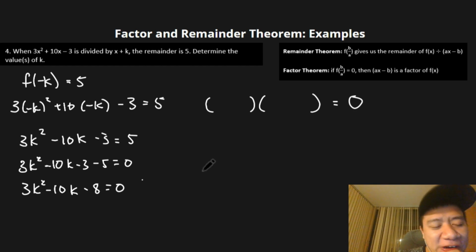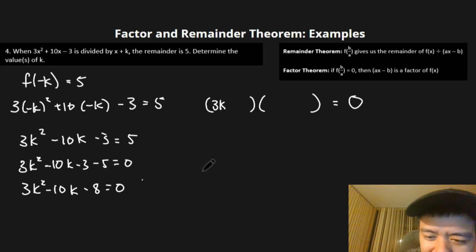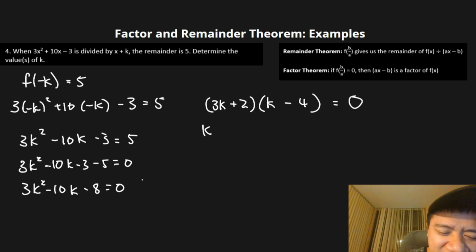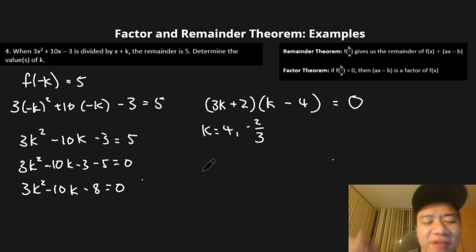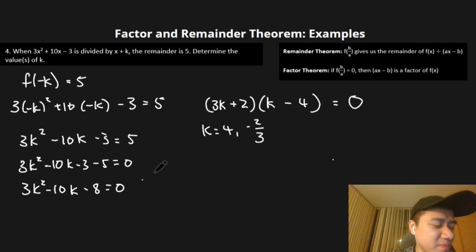So what factors work here? I'm thinking. Okay, we need 3k here and k here. So negative 4 and positive 2. There we go. That means that k is going to be either 4 or negative 2 over 3. There we go.